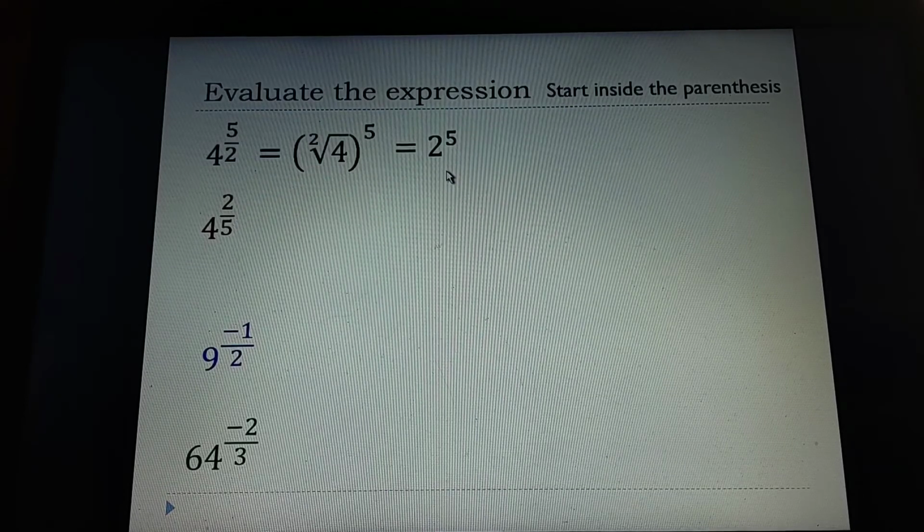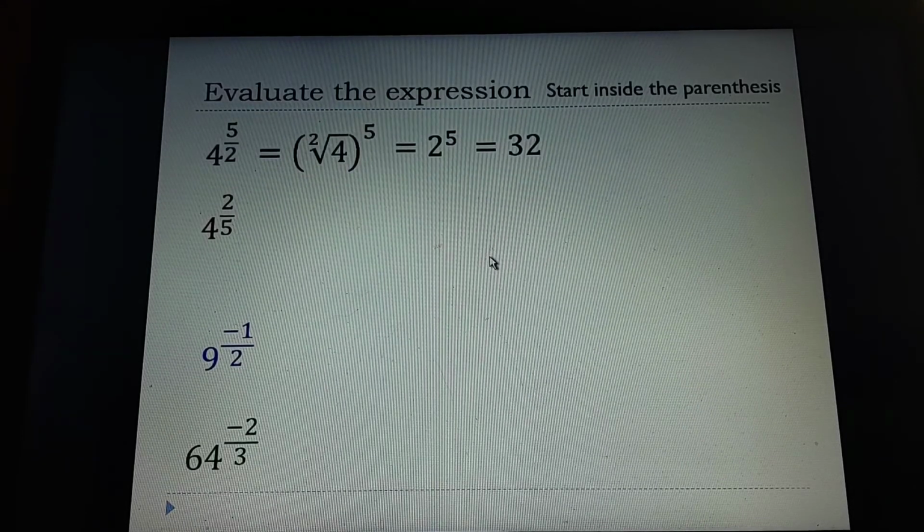Now you can go back to your table. Start with 2 on the left-hand side, go all the way over to the x to the 5th column, and you'll see a number there. It's 32. That's your answer.